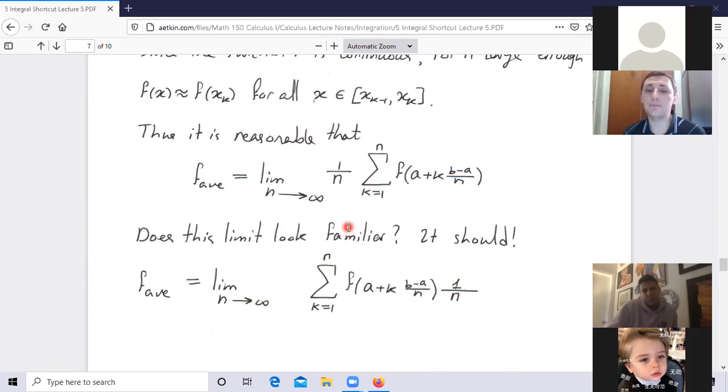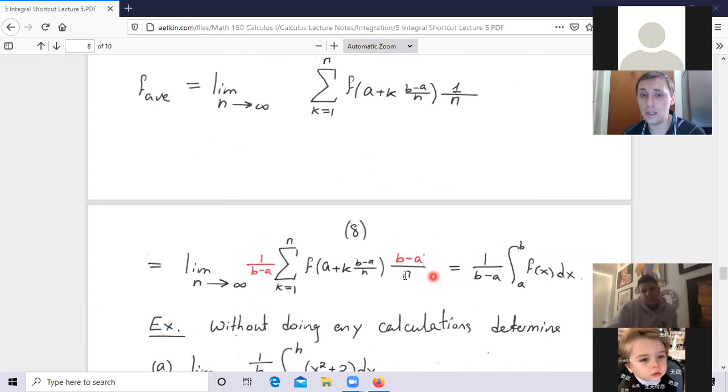What is that limit then? Look at it. You see, it looks like height times width, but the width is not quite right. It's b minus a over n, and here is 1 over n. So what do you want to change? This thing. You want it to be b minus a over n. If you recognize that this is a Riemann sum, it looks like we are doing integration.